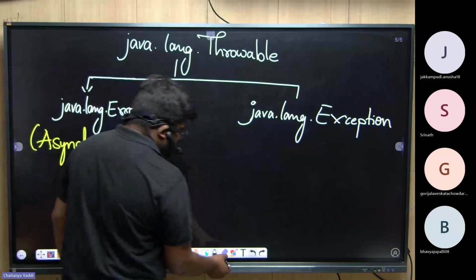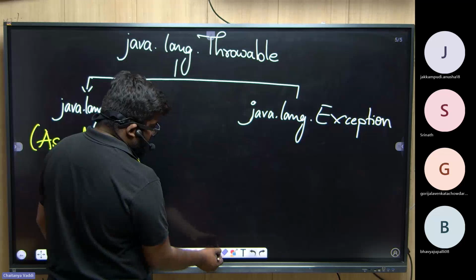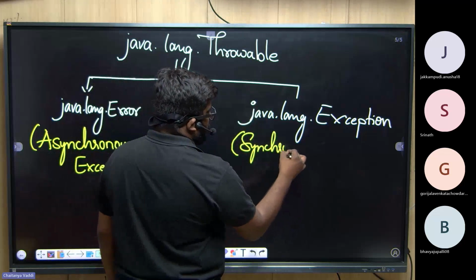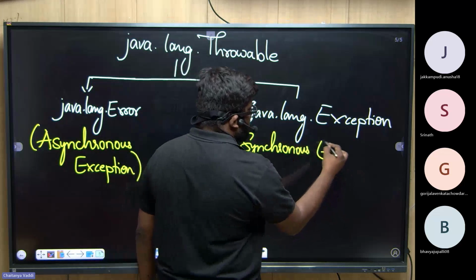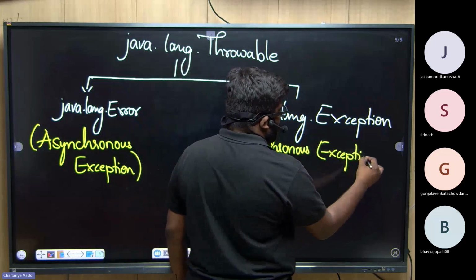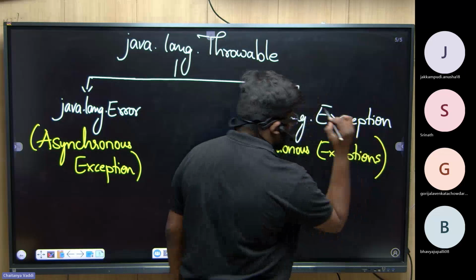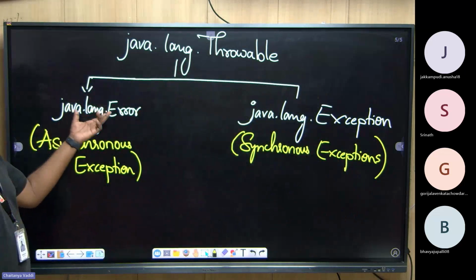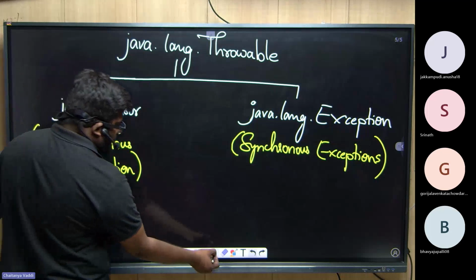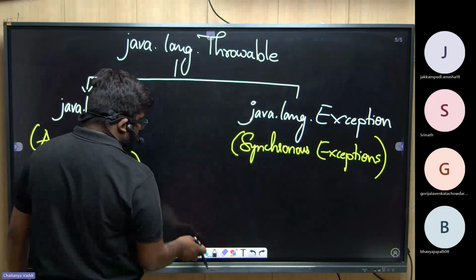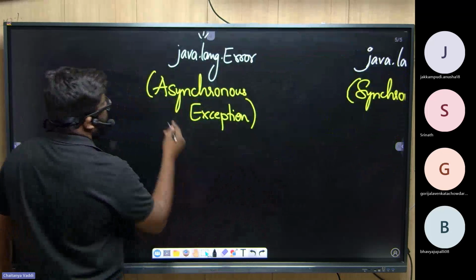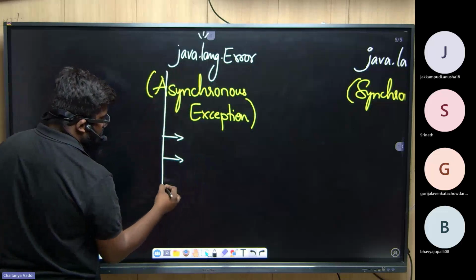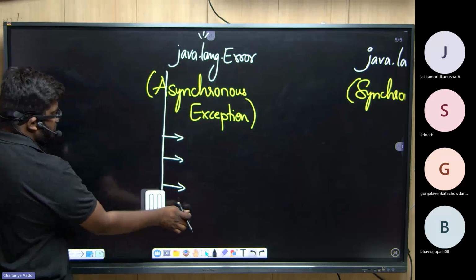And this Exception class can be considered as synchronous exceptions. All synchronous exceptions will come under the Exception class. And all asynchronous exceptions will come under the Error class. So do we have any subclassification under the Error class? No, but we have an inheritance which is going to be inherited by a few classes that we already know.